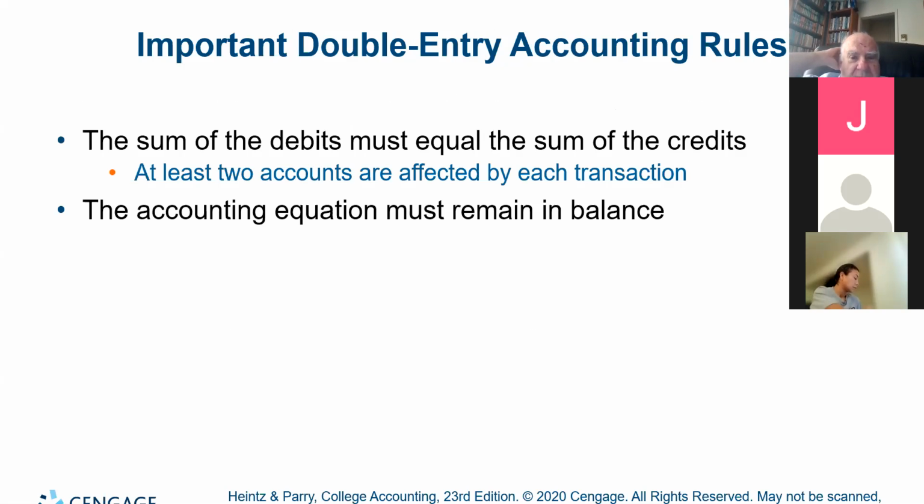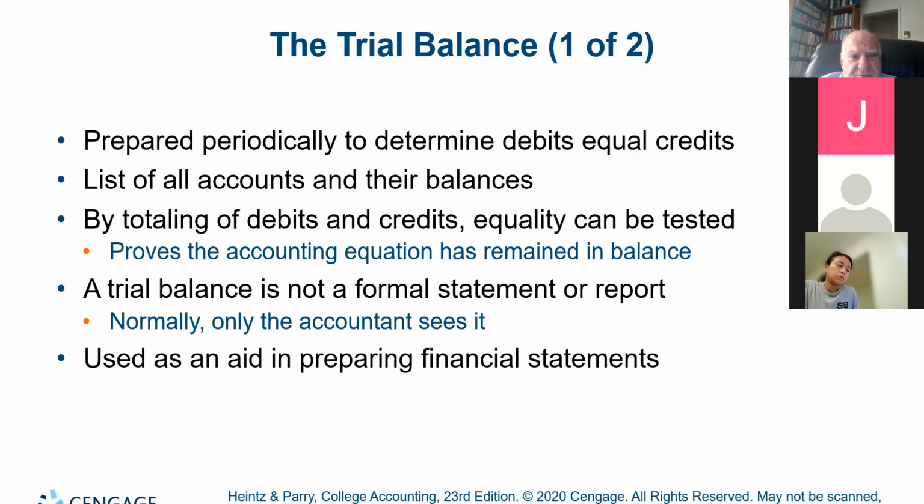The sum of the debits must equal the sum of the credits. We know that, right? And at least two accounts are affected by each transaction. One debit and one credit at a minimum. Meaning the accounting equation must remain in balance. And I don't think that's ever going to be a problem in your futures, okay? Unless you're doing this stuff by pencil like we used to have to do in the, you know, ancient days.